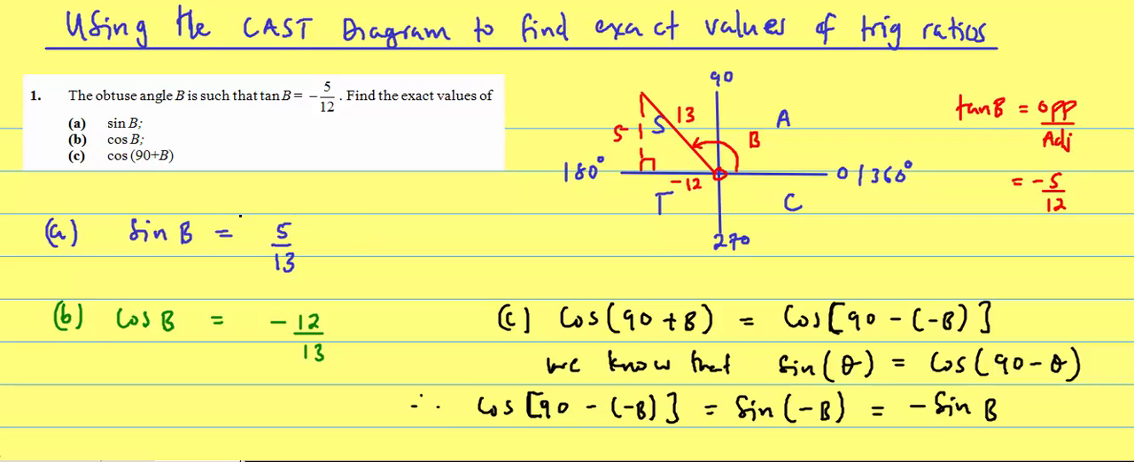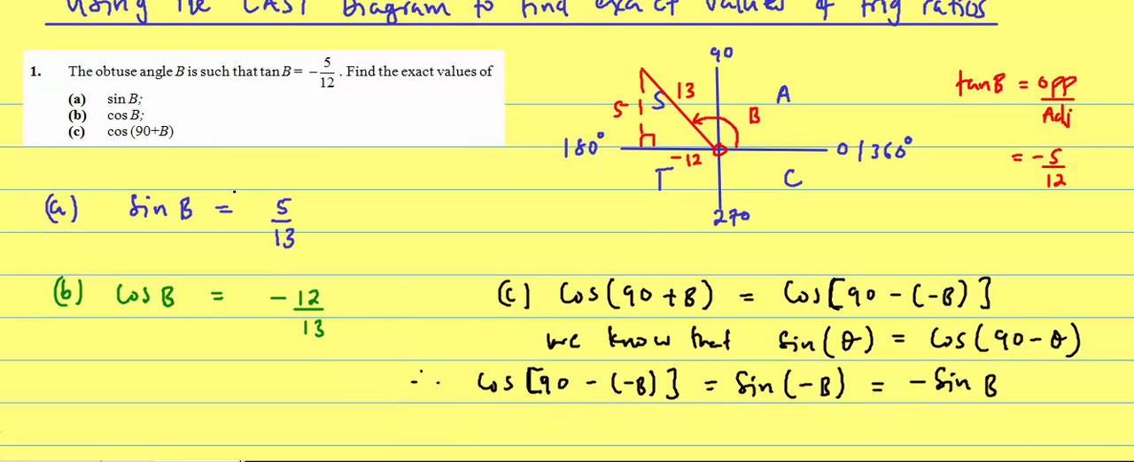But in our current question, I've already worked out what sine b is equal to. The sine of b is equal to 5 over 13, so this is just going to be equal to minus 5 over 13 as your final answer.